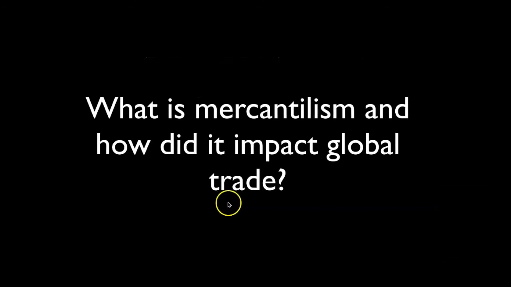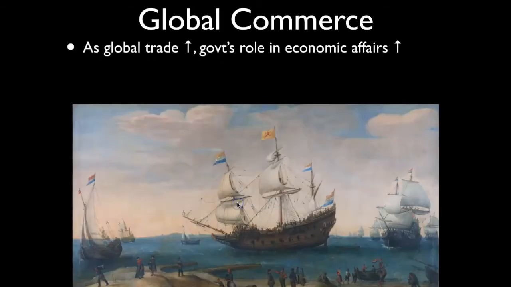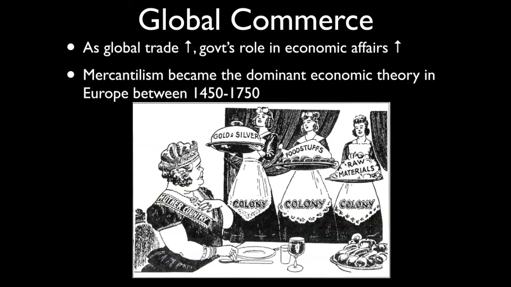So what is mercantilism and how did it impact global trade? As global trade increases, governments recognize, look, we need to take a greater role in economic affairs. And an economic theory develops predominantly in Western Europe between 1450 and 1750, and it's known as mercantilism. As we think about economics, we're talking about the way in which goods are produced, exchanged, and also the role that the government plays in those economic decisions.